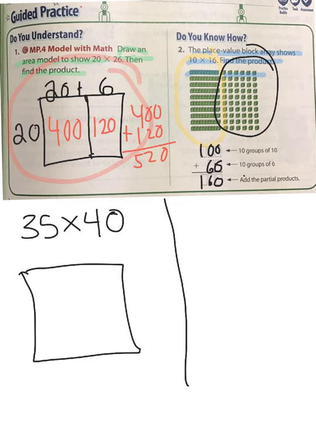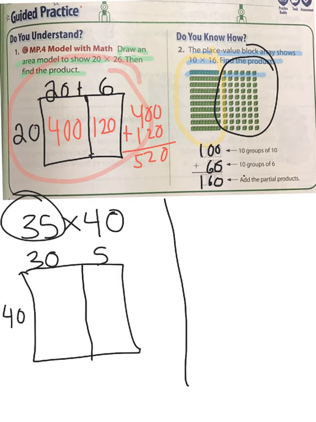Then you're going to take the number that is not a multiple of 10, or the number that does not have a 0. So in this case, it is 35. And we are going to separate this in expanded form. So we have 30 plus 5. Then we're going to draw a line going down. Your number that is a multiple of 10, put on one side of the box.